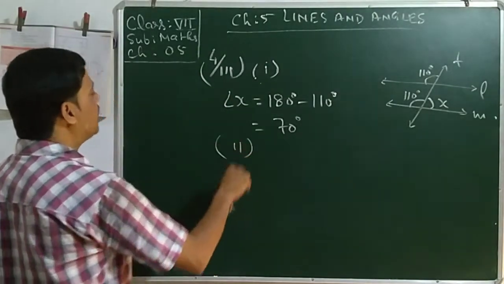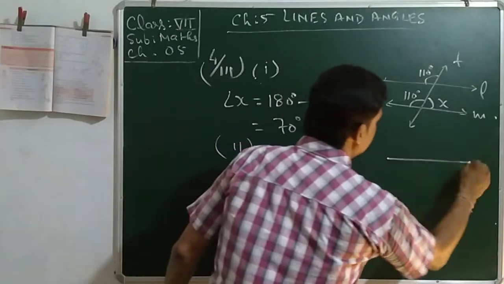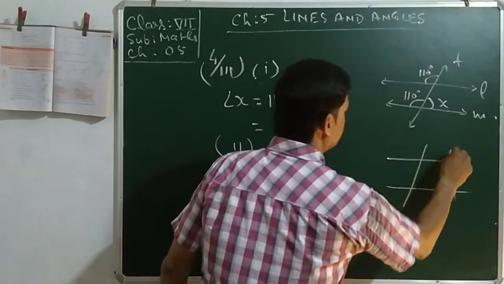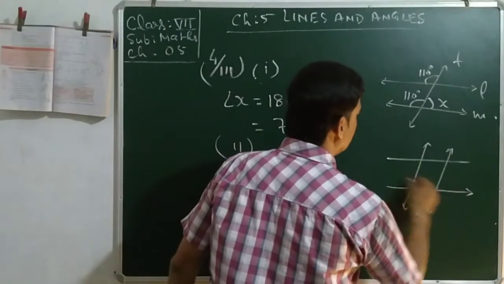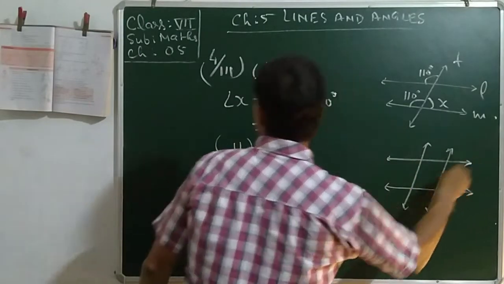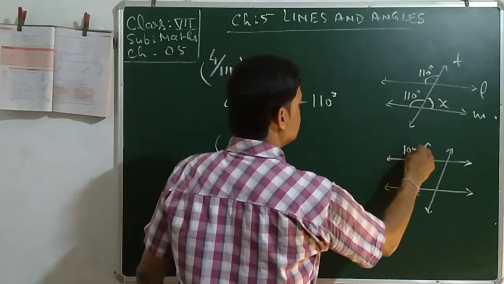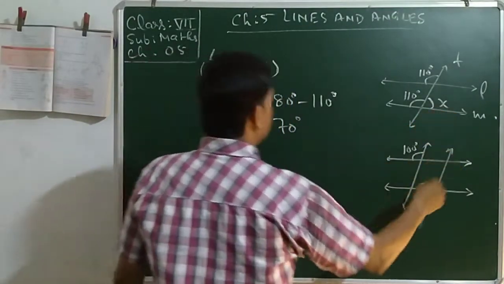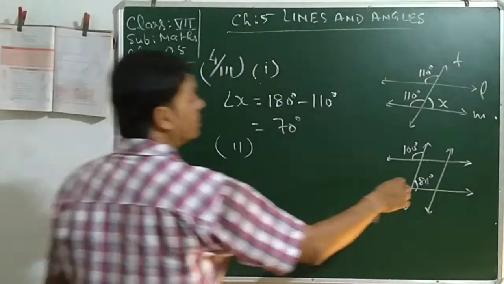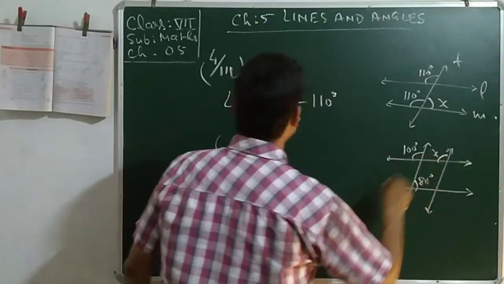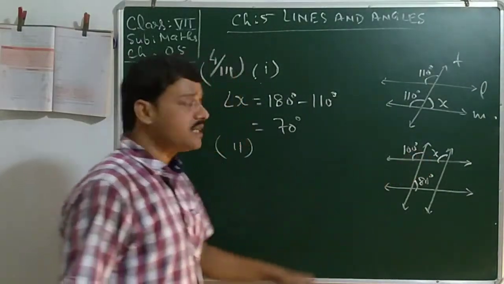And in the second figure, in the 4 number sum, two parallel lines are there, and these are cut by two parallel transversals also. And angles are, this angle is 100 degrees, this angle is 80 degrees. This angle is x. You are asked to find x.